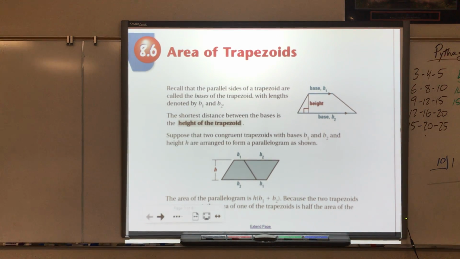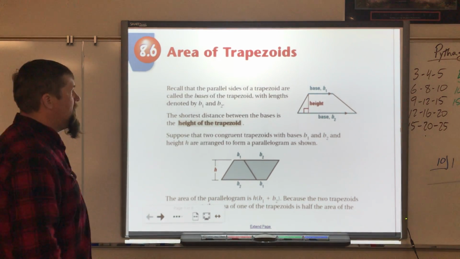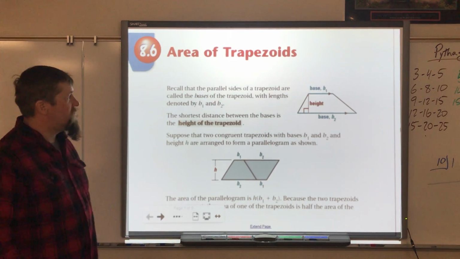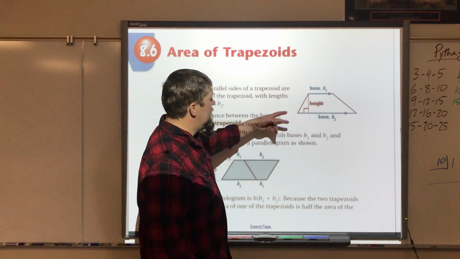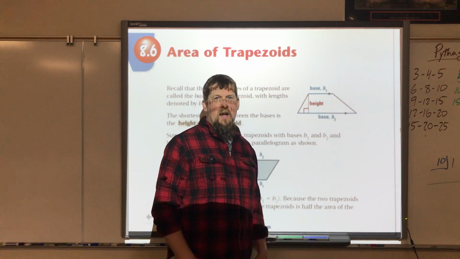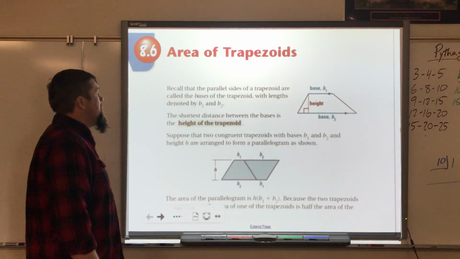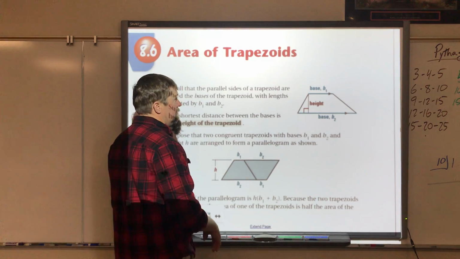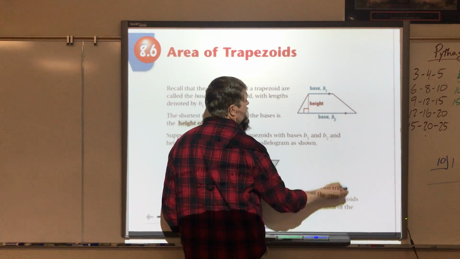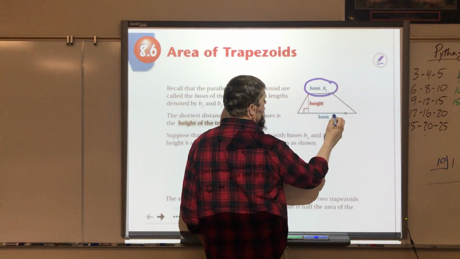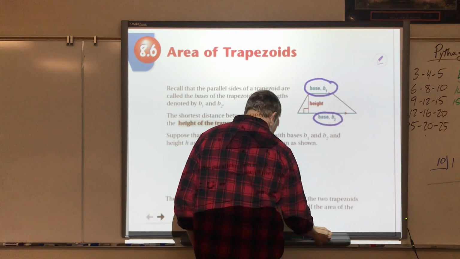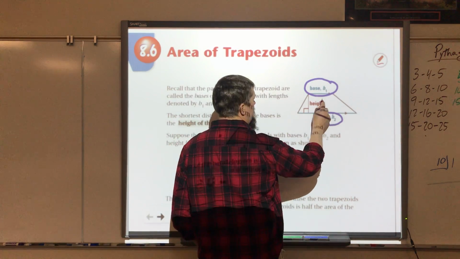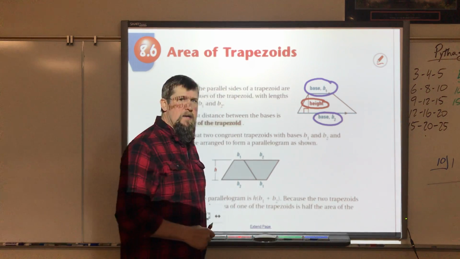Area of trapezoids is section 8.6. A trapezoid, remember, is two parallel sides, but the other two sides are not parallel. Okay, so then you have two bases. You've got base 1 and base 2. This one is base 1, this one is base 2. And again, the distance between those two bases is the height.